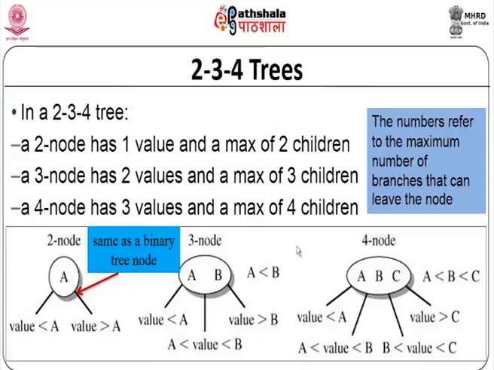This is the search property as far as a 2 3 4 tree is concerned. It is a search property. We are not talking about anything other than the search property. The search property is defined this way.